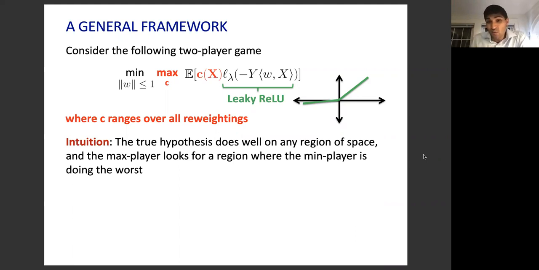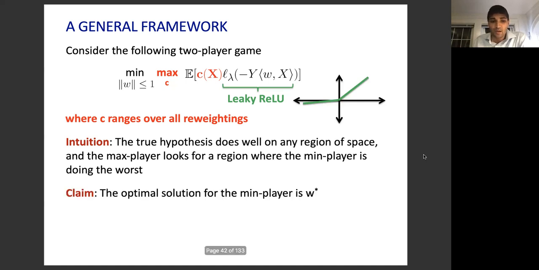because this hypothesis does well over all of space. There's no point in space where it has higher expected error than eta, because eta is an upper bound on the flip probability everywhere. So that's the intuition here: the true half space W star would be a good strategy for the min player, because if they play it, the max player can't find any region in space where they're doing badly. That's the claim that I'll just assert: the optimal solution in this two-player zero-sum game for the min player is actually the direction W star, the planted true half space.